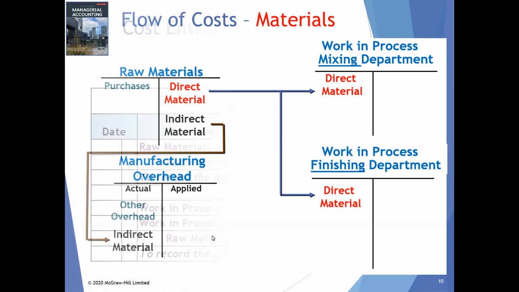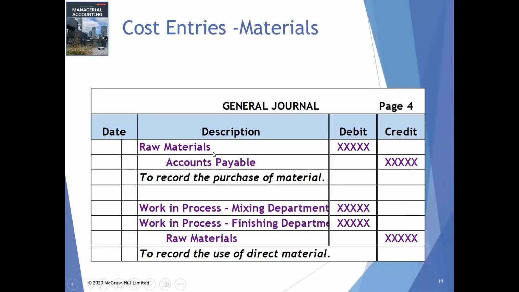Okay, now next we can see the journal entry for this. For example, some goods or material are purchased. So when material is purchased, the raw material account is debited to accounts payable. This is the general entry that we normally do. Now the material that we have purchased is going to be transferred to the mixing department and finishing department. The material that we bought, here debit and here credit. So from here, some of the material has been transferred to the mixing department. Some of the material is transferred to the finishing department. So this is to record the use of direct material.